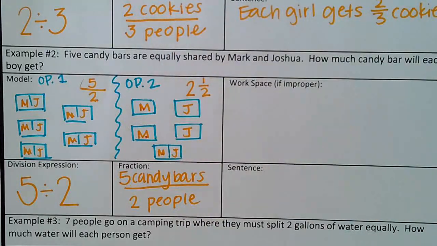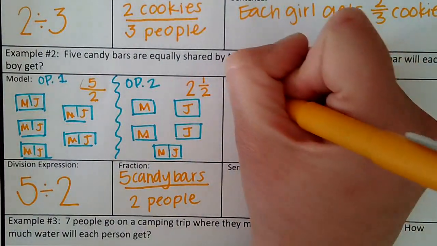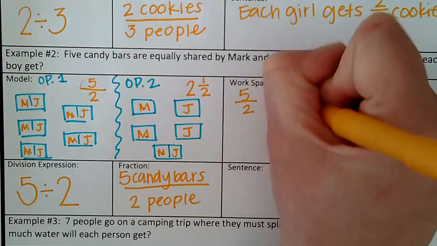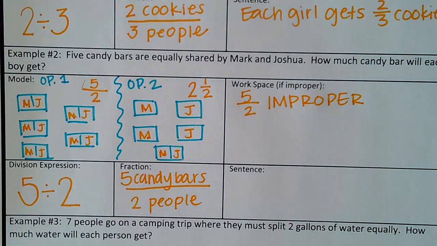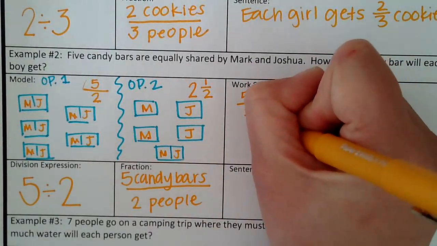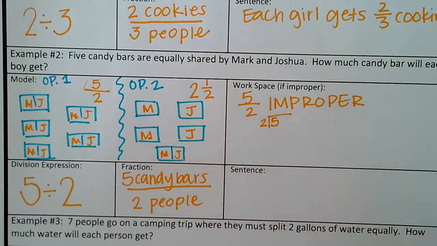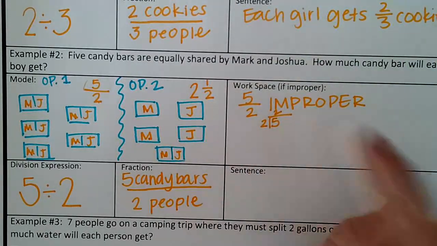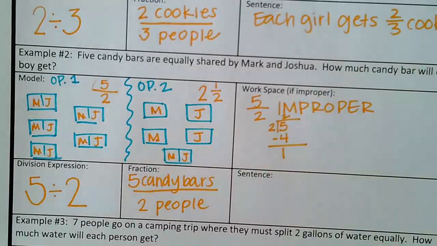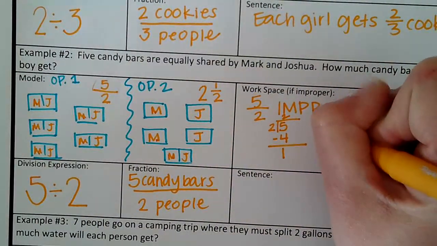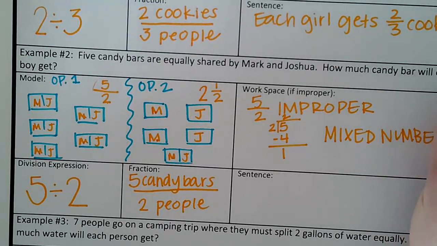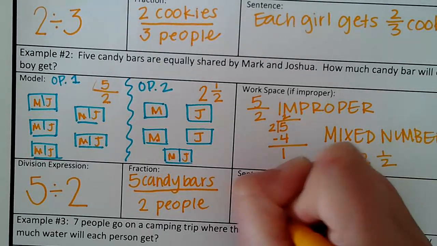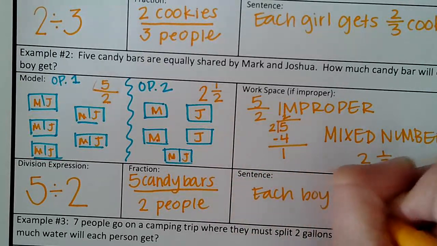2.5 candy bars. So over here, we can go ahead and show that 5 halves is improper. That means that each boy gets more than 1 full candy bar. Now, to take that and turn it into a mixed number, I can divide 5 by 2. 2 goes into 5 2 times. 2 times 2 is 4. I'm left over with 1. As a mixed number, each boy gets 2.5 candy bars.